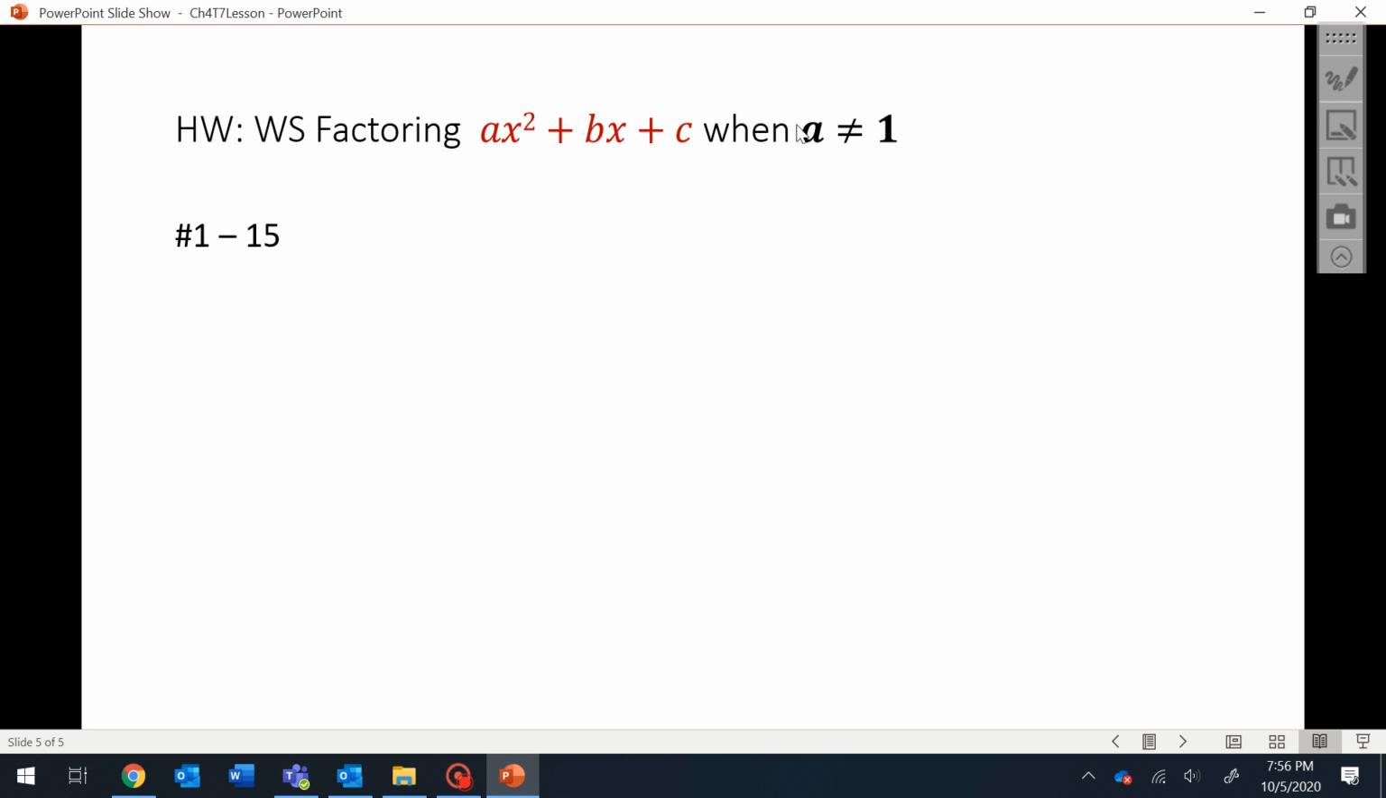So the worksheet on this, when a is not equal to 1, we're looking at numbers 1 through 15.